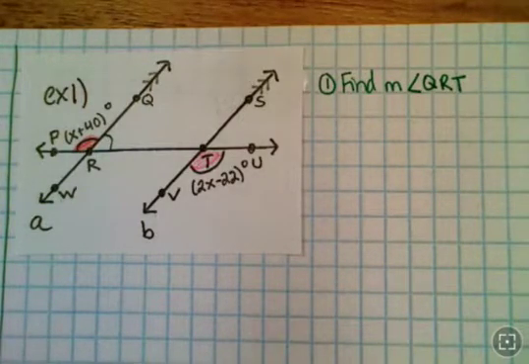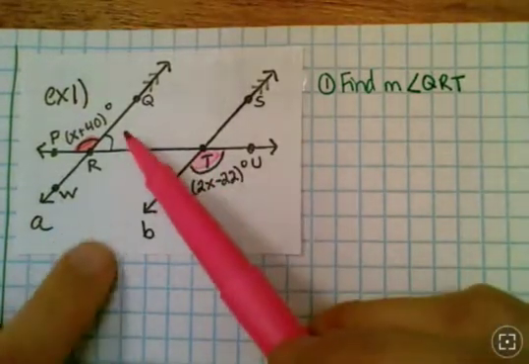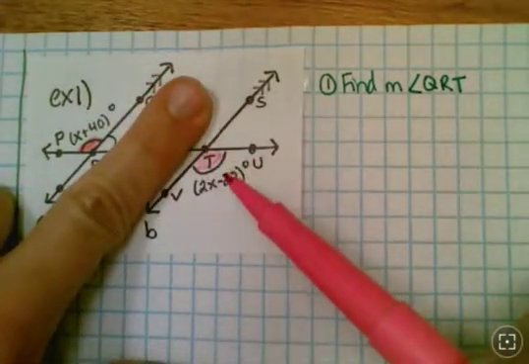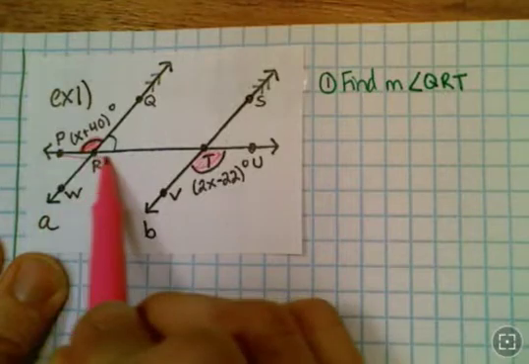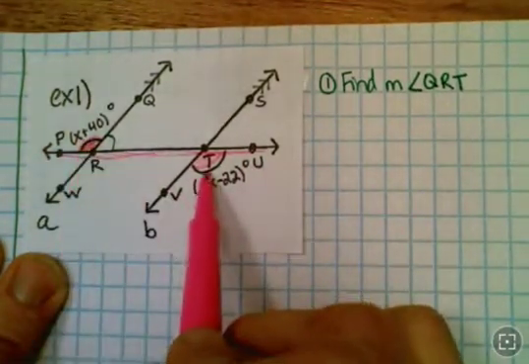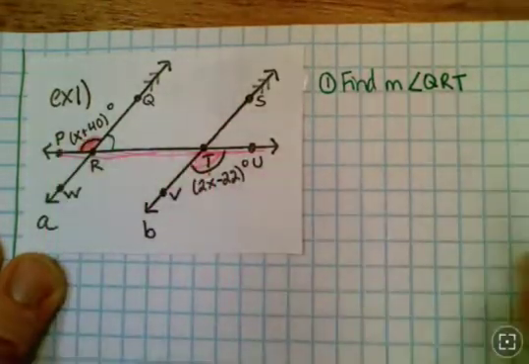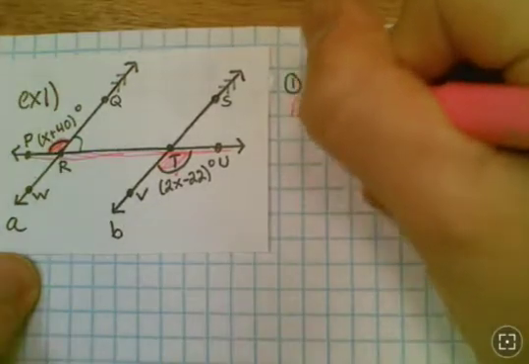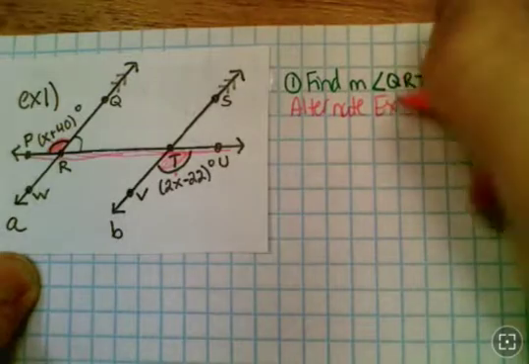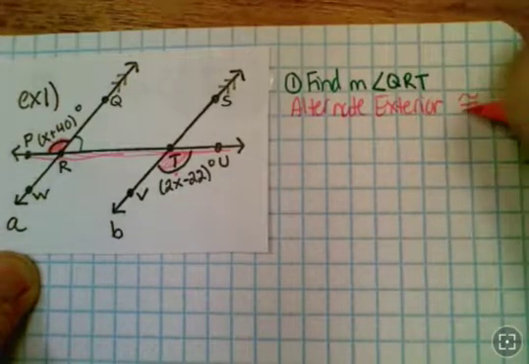And I'm sure you all paused the video and went back and looked. But these two angles are on the outside of my parallel lines, right? And this is my transversal here. And they're on opposite sides of the transversal. One's above, one's below. So they're on the exterior of my parallel lines on alternate sides of the transversal. So these are alternate exterior angles. And alternate exterior angles are congruent.